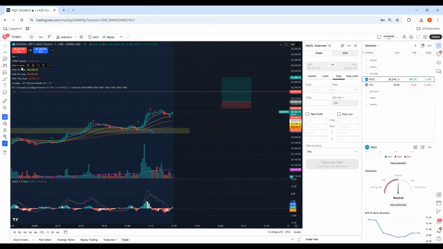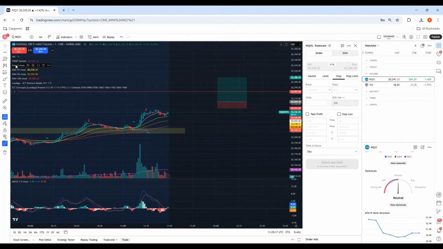So the EMAs I'm using are a 25, a 50, and a 100. I do add a 9 EMA just for extra confirmation as well, which I'll explain. So if you want to copy my full strategy, you can do a 9 EMA, 25, 50, and a 100.